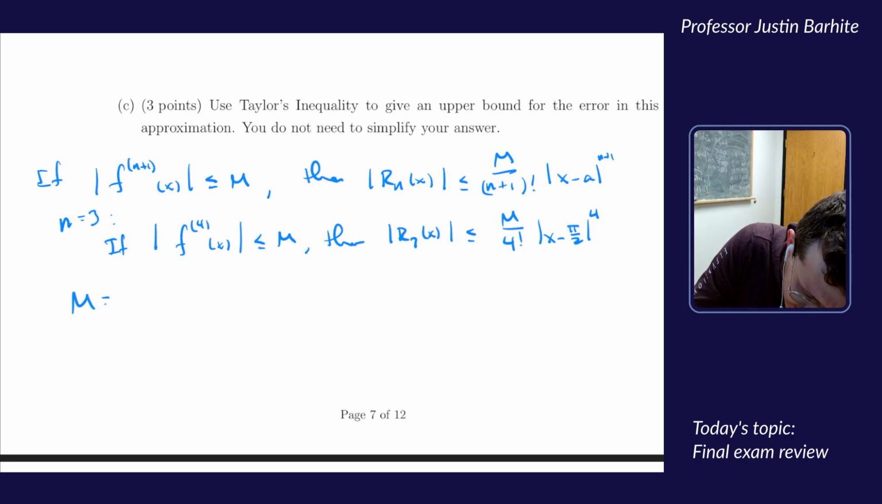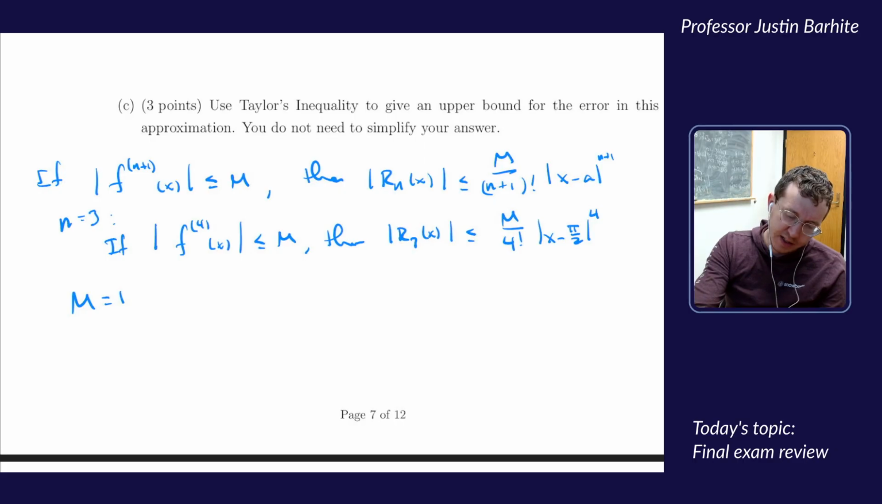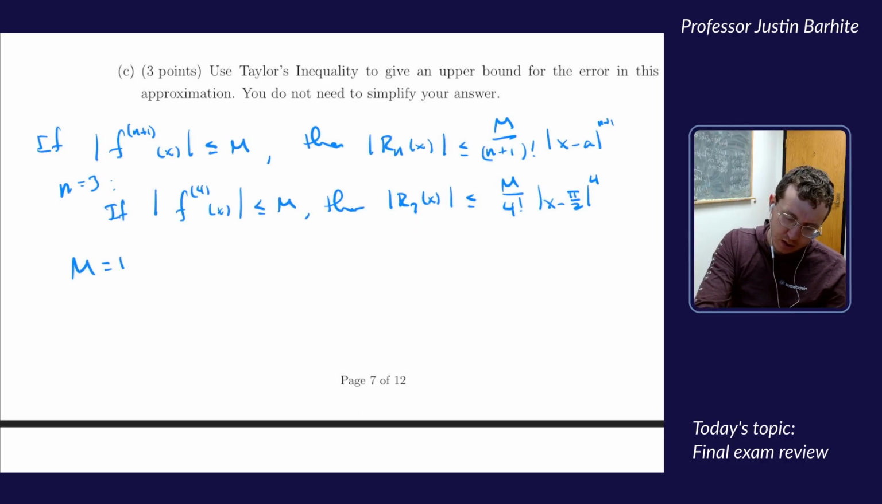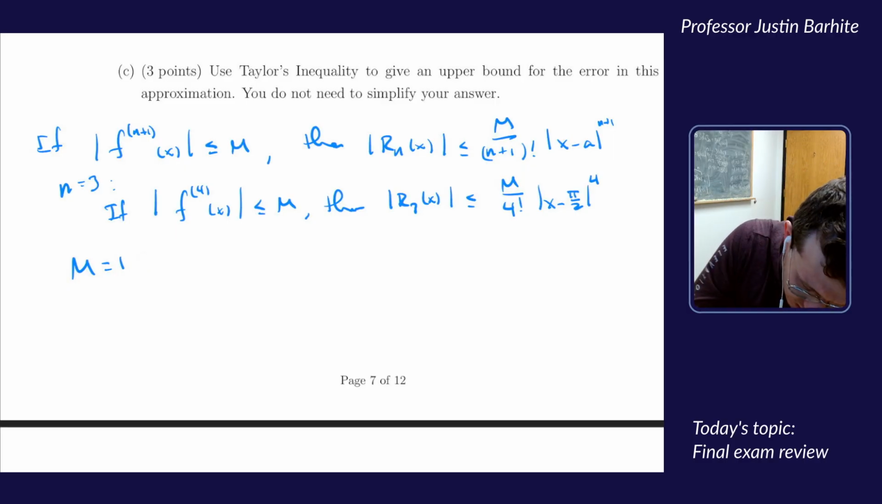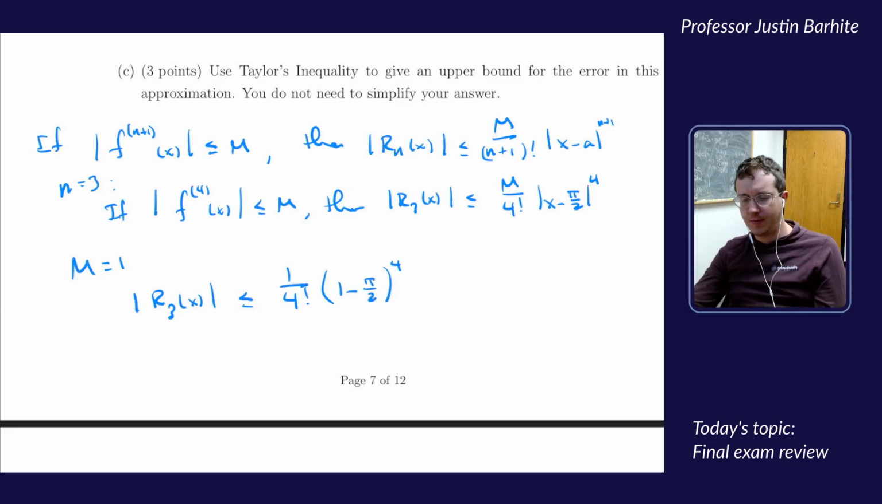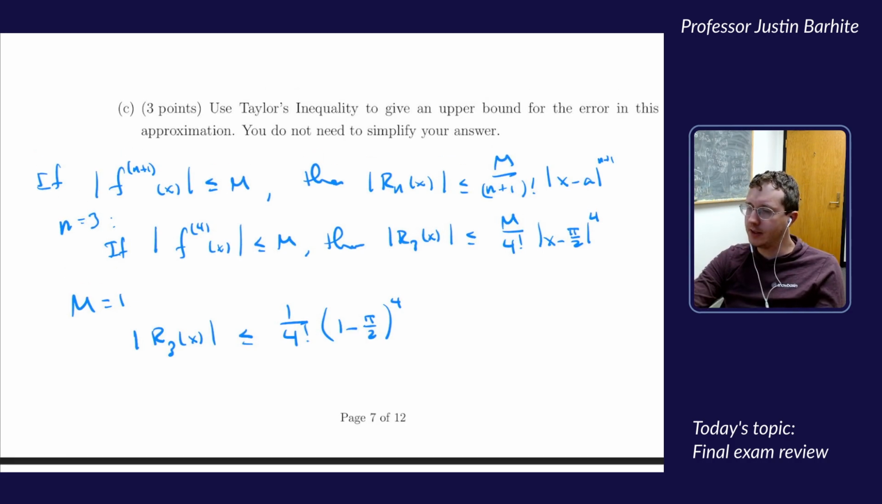In our case, we can take m to be 1 because that fourth derivative is sine of x. What do I know about sine of x? It's between negative 1 and 1. So the error is going to be bounded by 1 over 4 factorial times 1 minus pi over 2 to the fourth. That's what Taylor's inequality says.